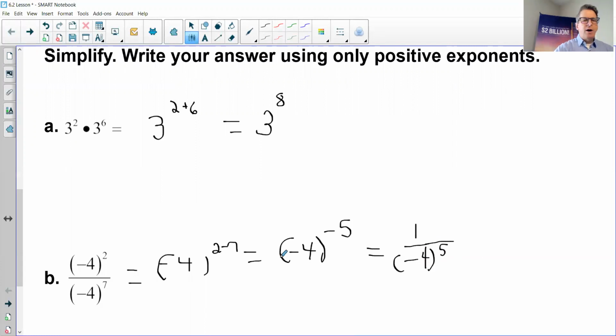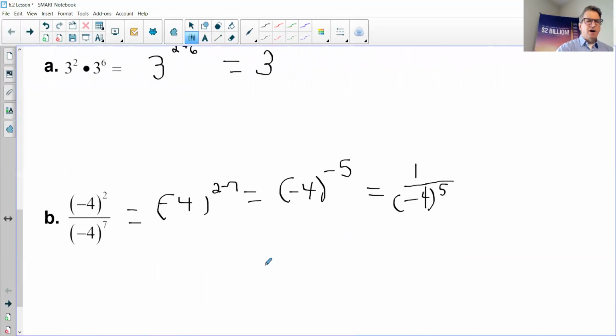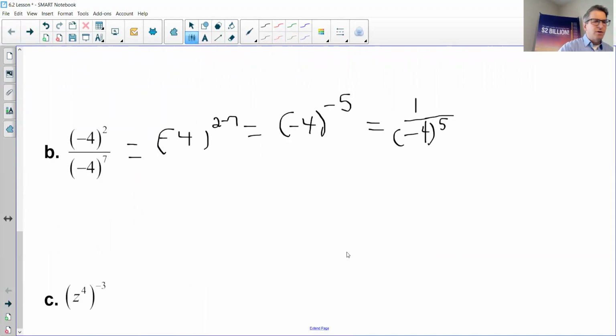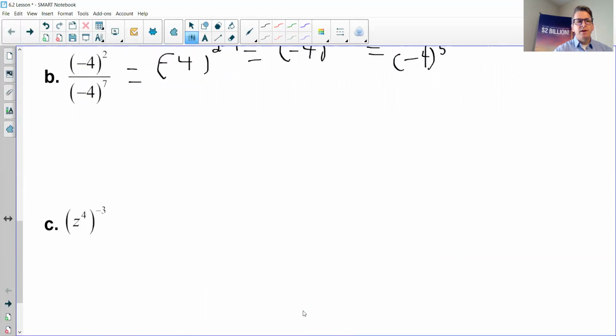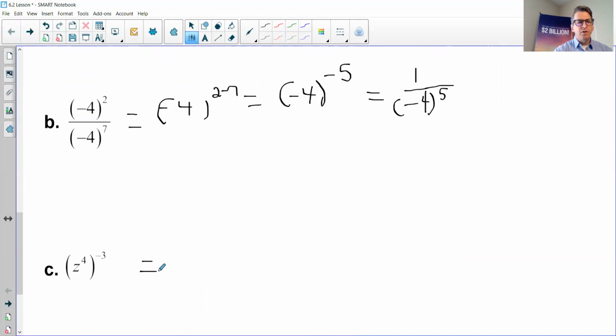Letter C is a power of a power property. Z to the 4th raised to the negative 3. And when you have a problem like this, you have a base of Z, and you end up multiplying 4 times the negative 3. So power of a power property, 4 times negative 3 is negative 12.